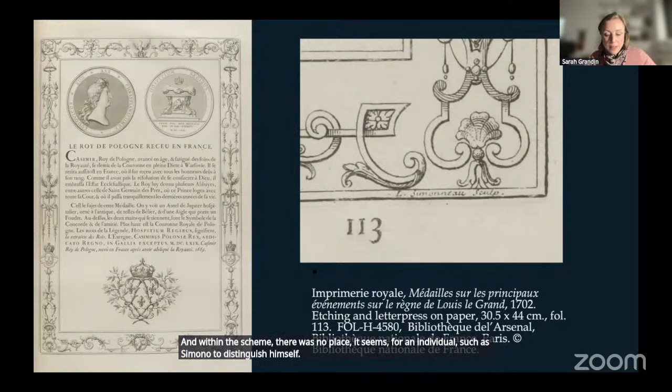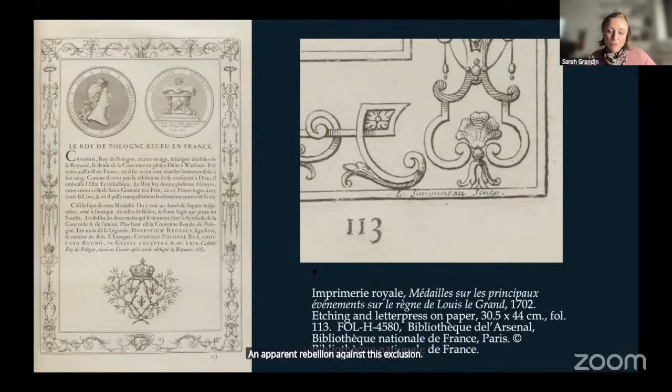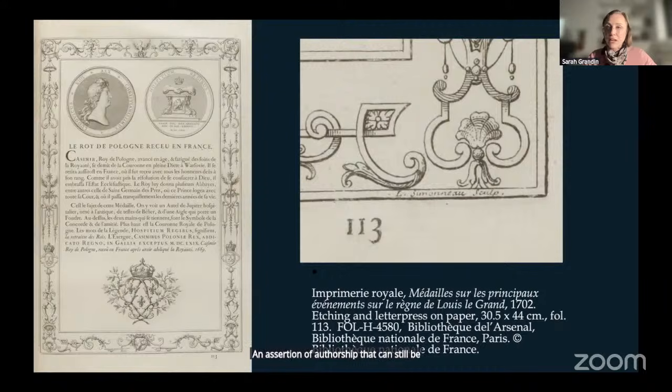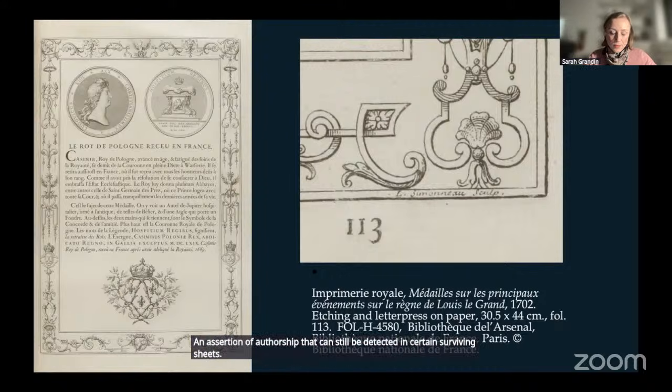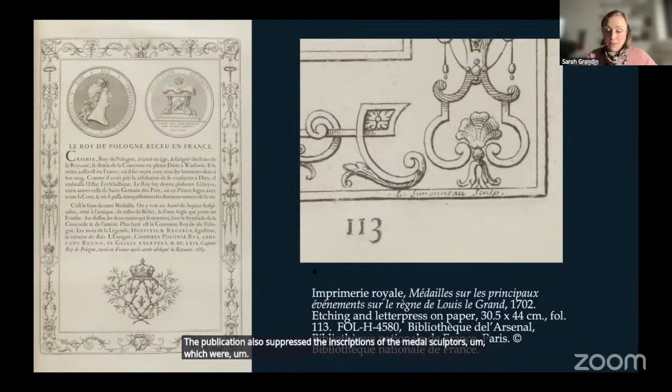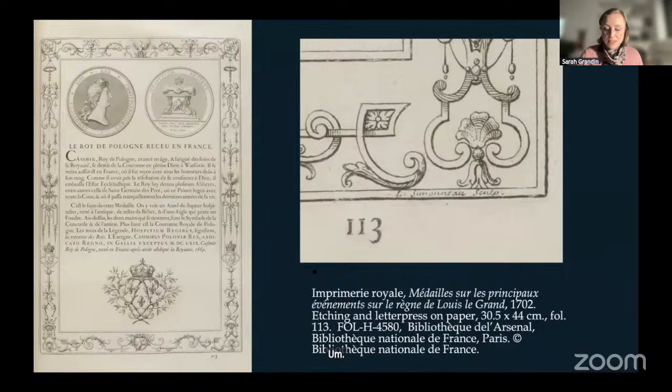In apparent rebellion against this exclusion, however, the printmaker reinserted L. Simonot sculpsit and the initial LS in tiny script in the foot margin of several plates, an assertion of authorship that can still be detected in certain surviving sheets. The publication also suppressed the inscriptions of the medals' sculptors, which were extant on the medals themselves, and only a few early impressions included the original preface that gave credit to individual artisans.